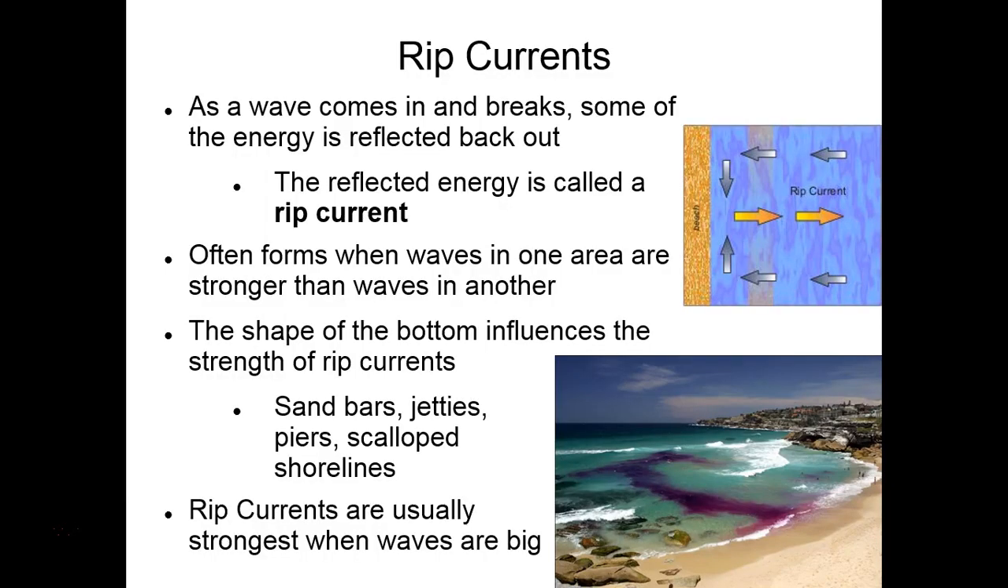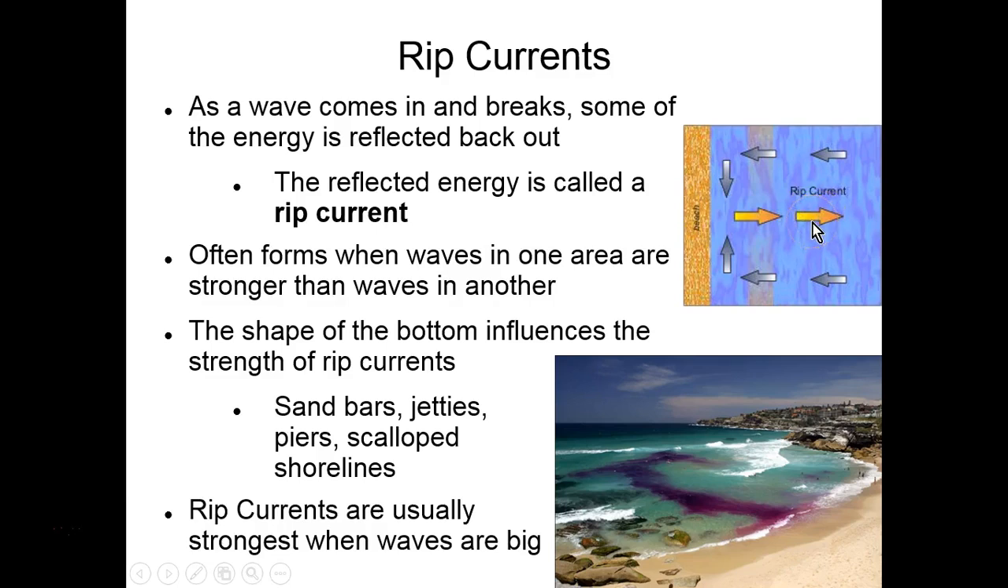Another important thing to discuss when we talk about waves are rip currents. So you may have heard the term rip tide. Rip tide is a misnomer because a tide is actually something that's caused by gravity, essentially. So the term rip current is more appropriate. So as a wave comes in and breaks, some of the energy is reflected back out. Remember, we have waves come in and waves go back out. Okay, so sometimes, depending on the shape of the beach, all of the wave energy that comes in ends up going out in one specific location. And when that happens, we call that a rip current.